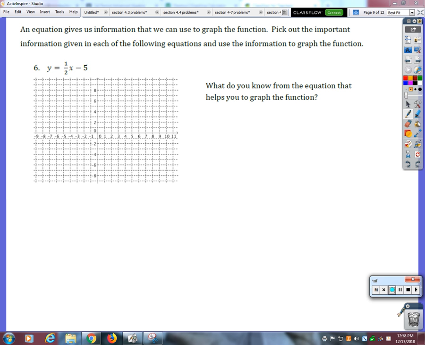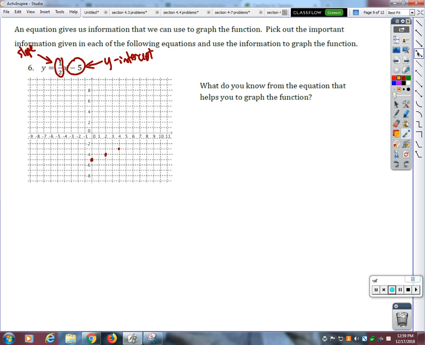So one of the important pieces in this equation is that -5 is the y-intercept. So that means I'm going to put a dot at -5. That's where I'm going to start my graph. Okay, so then the other important piece of this is that this is the slope. So from here I go up 1 over 2, up 1 over 2, and then connect the dots.